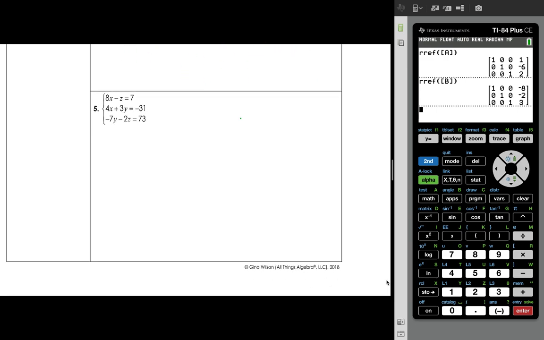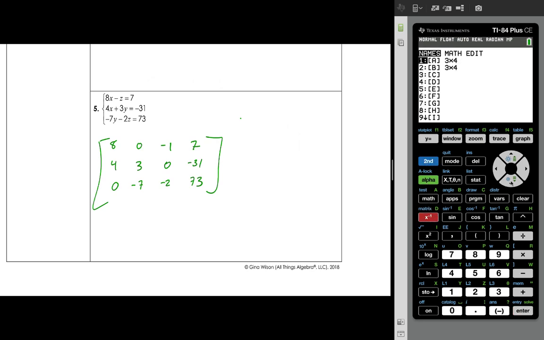So it's important to see that now on the last one, on number 5, we don't have y on the first one, so we should have 8, 0, -z, or -1, and 7. Then 4, 3, z, 0, -31. Then on the last one, I got 0 here, -7, -2, 73. So again, let's go to the calculator. So second matrix, edit. I'm going to choose number 3 there. So this is a 3 by 4.